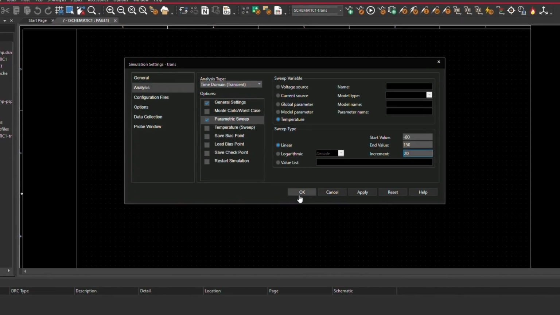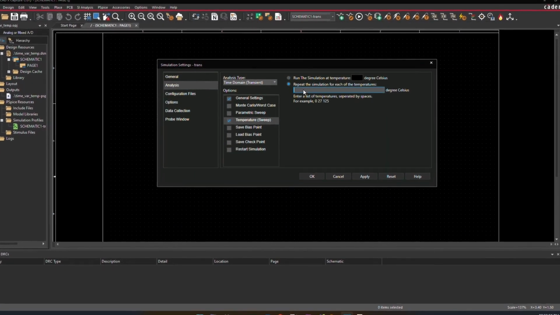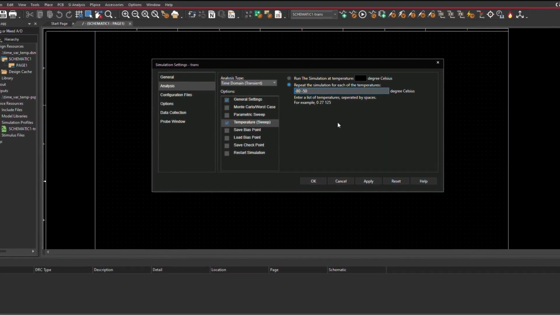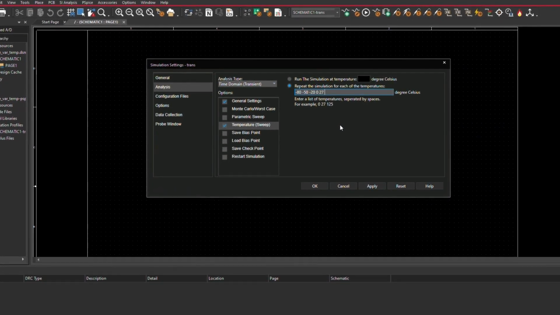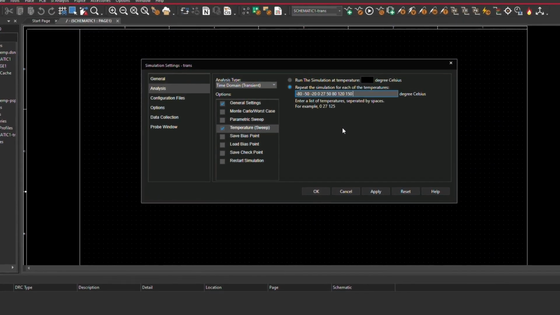But the component temperature doesn't change during a simulation run, and instead multiple runs need to be simulated for each different temperature. This is highly time consuming and inefficient.